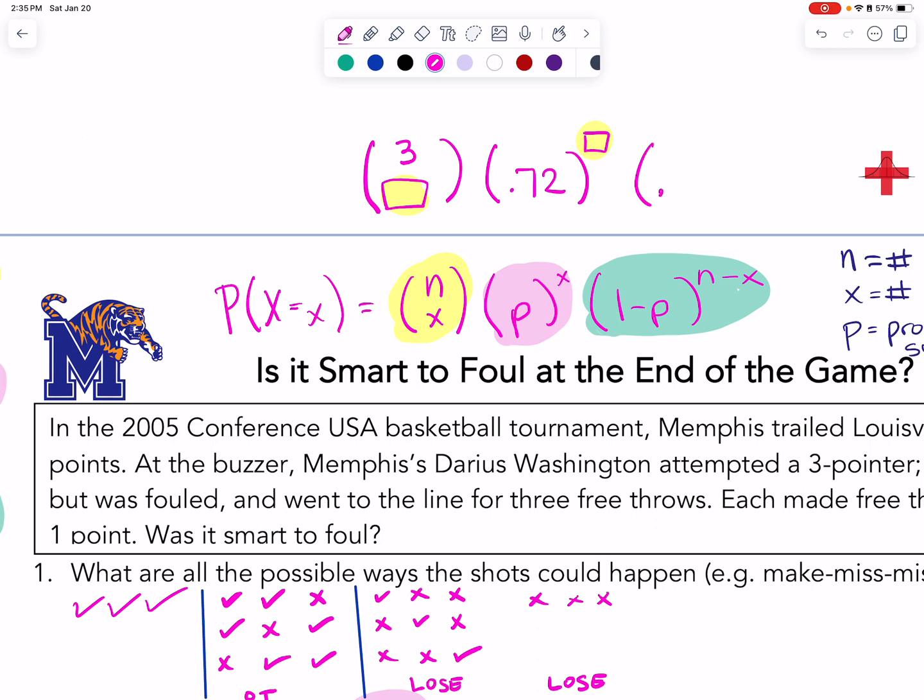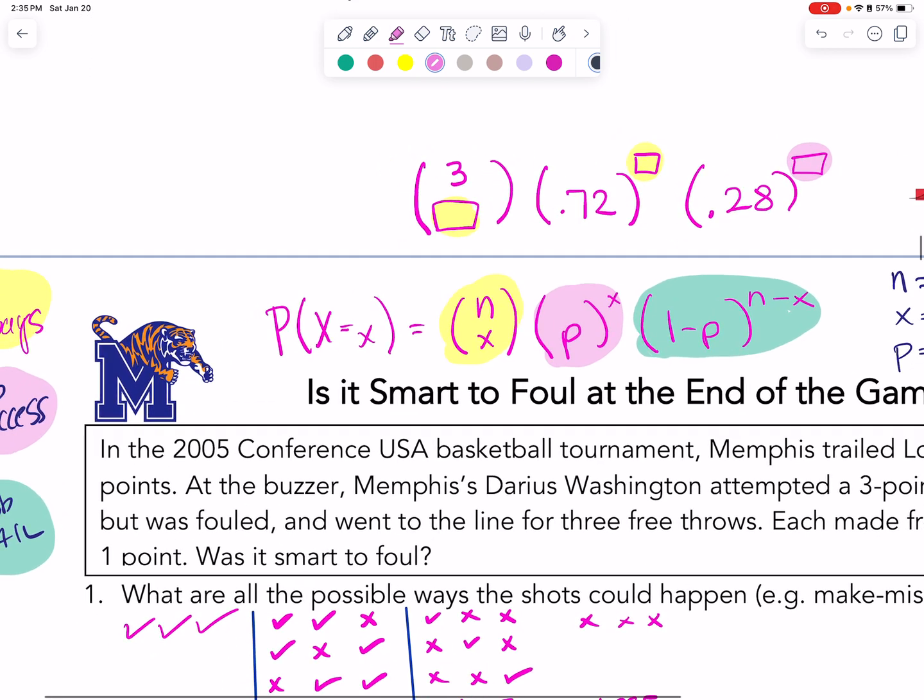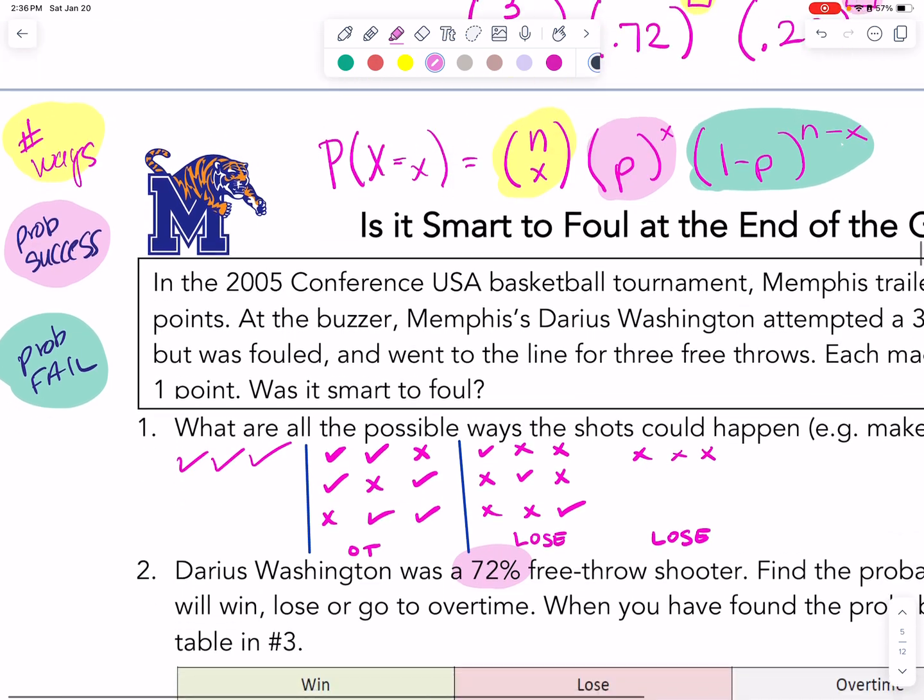And then this here is going to be 28%, and it's going to be the result of 3 minus this, because this is going to be the opposite of the yellow. So if I make 2, I'm going to miss 1. So it's just going to be the opposite of whatever I have. So every single one of ours is going to look like this, because 72% is how many I make. Okay, I'm going to make 2, so that would be 72% times 72%. Miss 1, 28%. So let's go ahead and do these and see how this comes up.